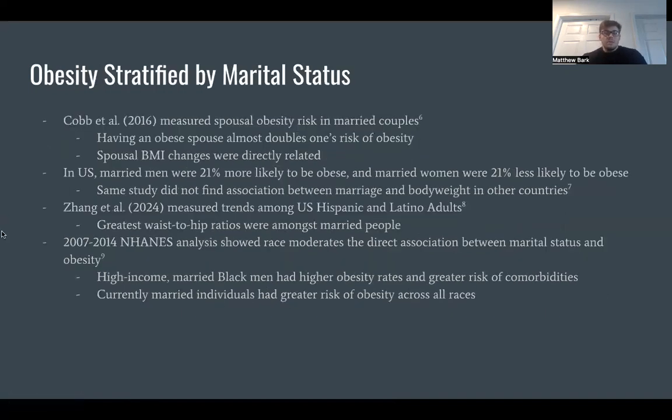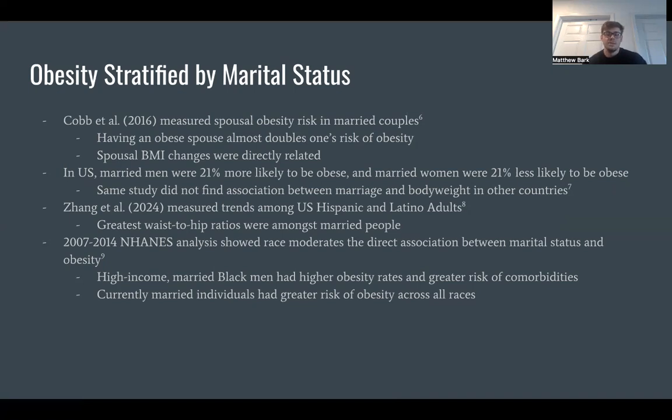When looking at obesity with respect to marital status, studies widespread have shown a greater prevalence among individuals with a spouse who is obese. Spousal BMIs tend to increase or decrease adjacently, which points towards a greater risk of incidence of obesity in healthy individuals who have an obese spouse.